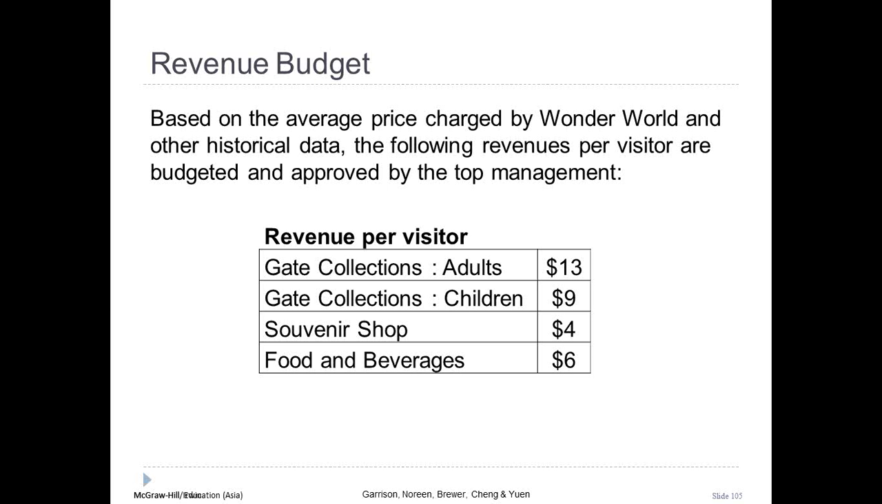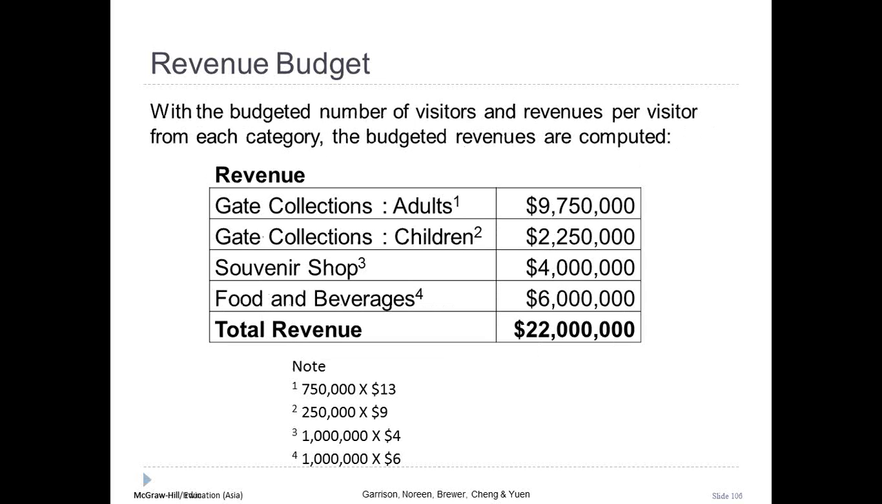So what's our revenue budget? Based on the average price charged by Wonder World and other historical data, the revenues budget, including gate collection, which is the entrance ticket, souvenir shop revenue, and food and beverages revenue per visitor, are prepared and approved by top management. With the budgeted number of visitors and revenues per visitor from each category, the budgeted revenues are computed. So we have 22 million as budgeted revenue.